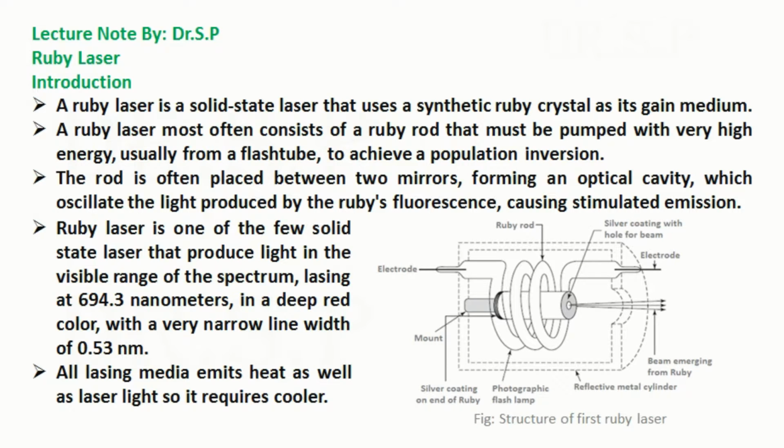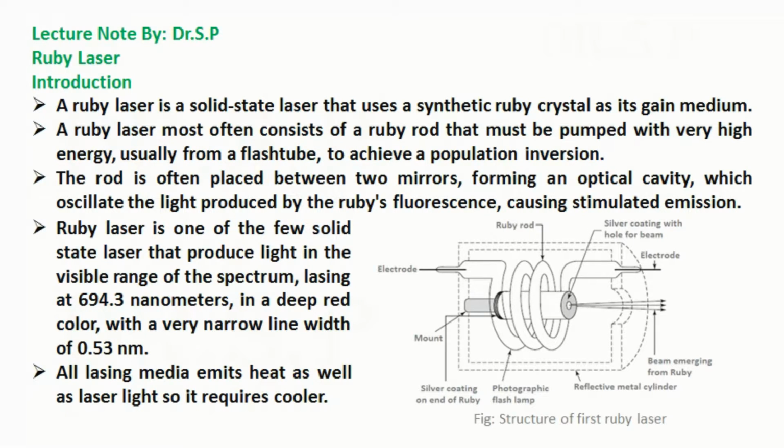In this tutorial we will discuss ruby laser. Let's start with introduction. A ruby laser is a solid-state laser that uses a synthetic ruby crystal as its gain medium. A ruby laser most often consists of a ruby rod that must be pumped with very high energy, usually from a flash tube, to achieve a population inversion.